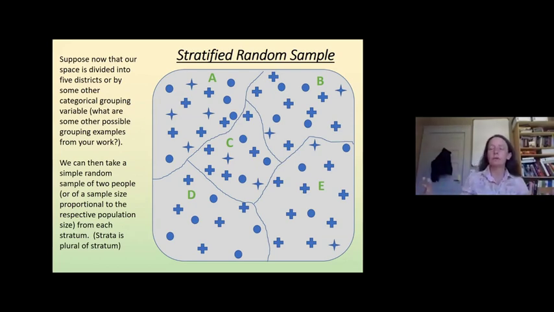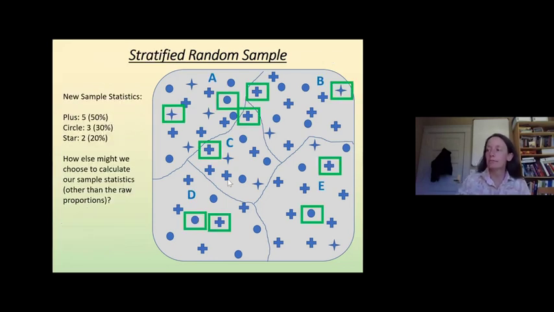So this is called, we still add randomness, but we force ourselves to get samples from each group that we want to make sure that we're getting representation from. In this case, this is called a stratified random sample. Each of these are called strata. I want to make sure that I'm sampling from each of these, so I randomly sample from within each group. Then I would get something that looks like this. I still take a sample of size 10, and I still get that sample statistic.